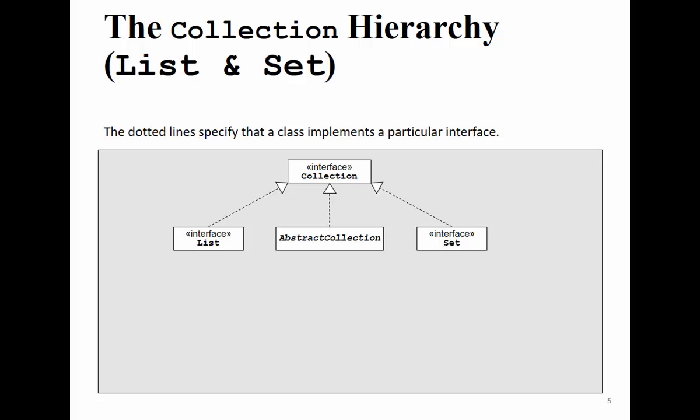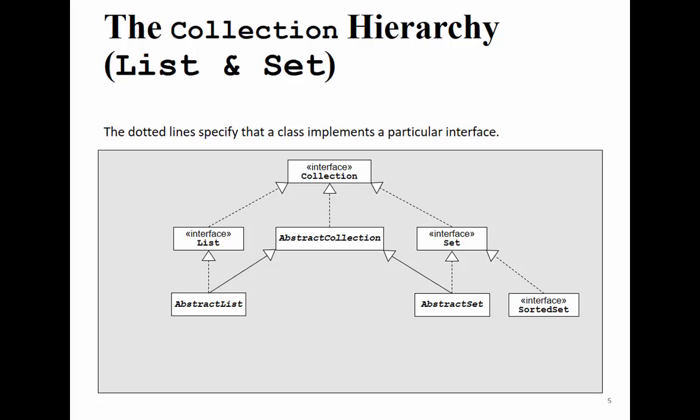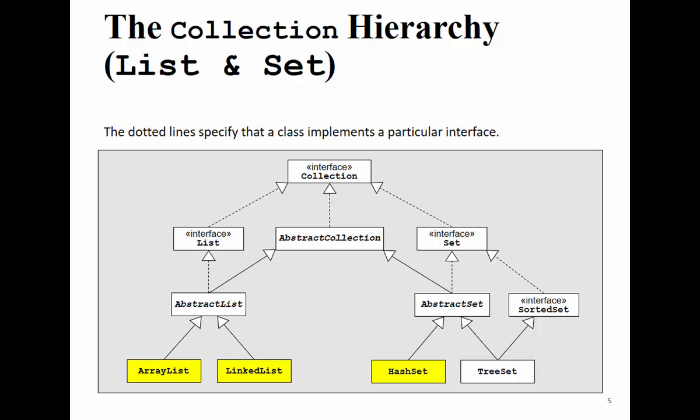Again, abstract class has some similarity to the interface in that we cannot create an object from an abstract class. You have to extend this abstract class to create an object, similar to the interface. We cannot create object from interface. And we have another interface called set. Both are extending the collection interface. And then we have abstract list. And below we have array list, which is most commonly used by students. And in many examples in this course, we use array list. We have linked list. And also we have hash set and tree set.